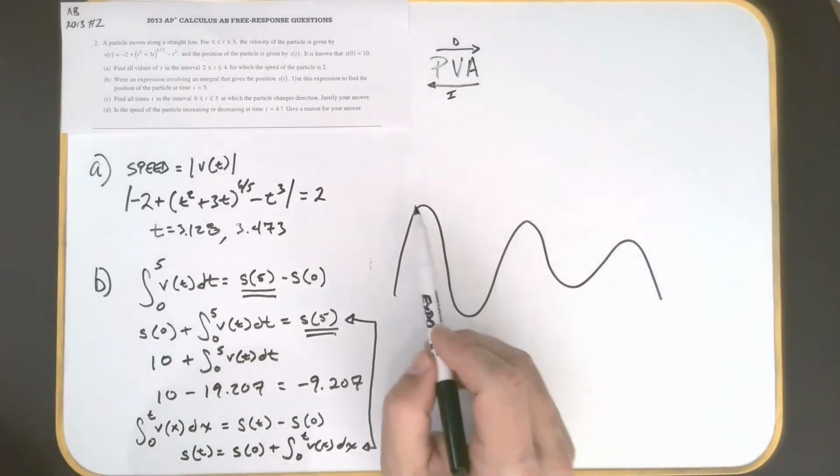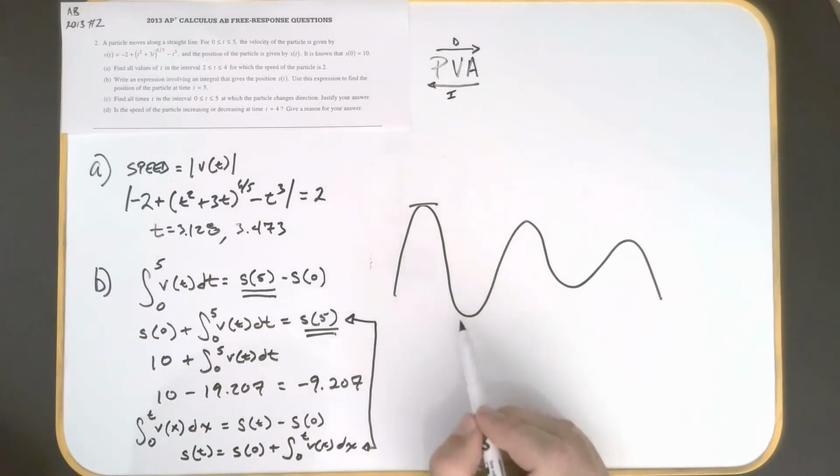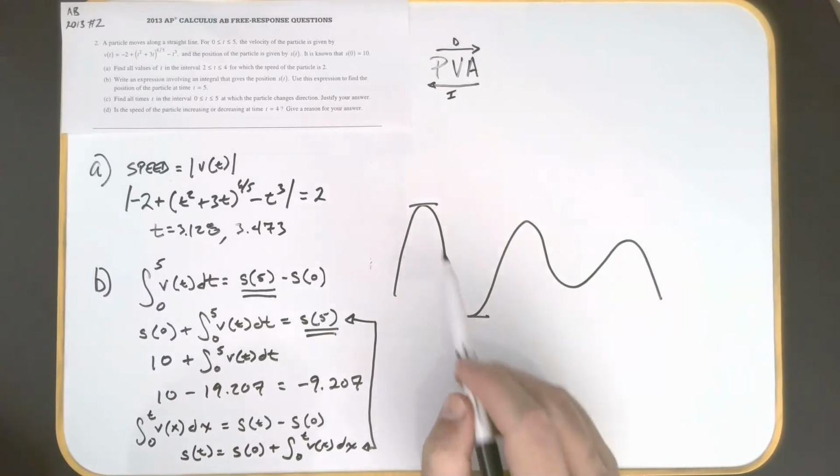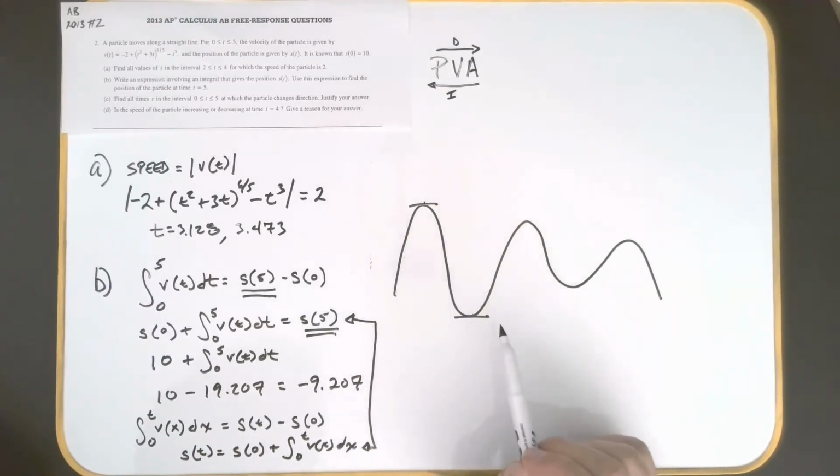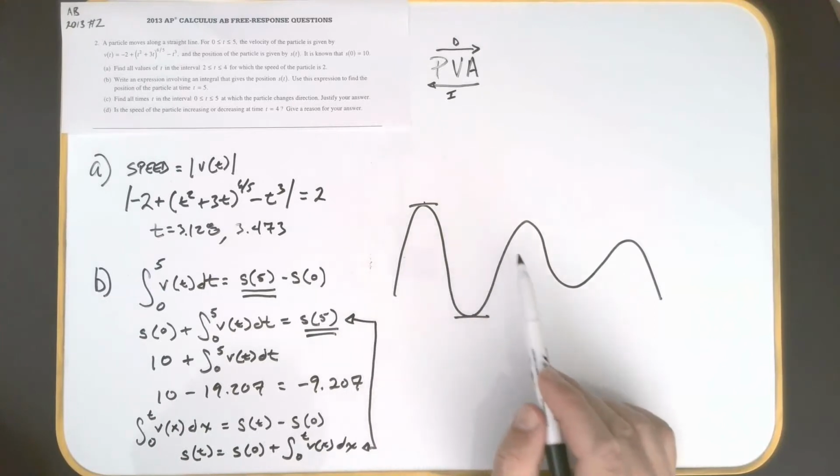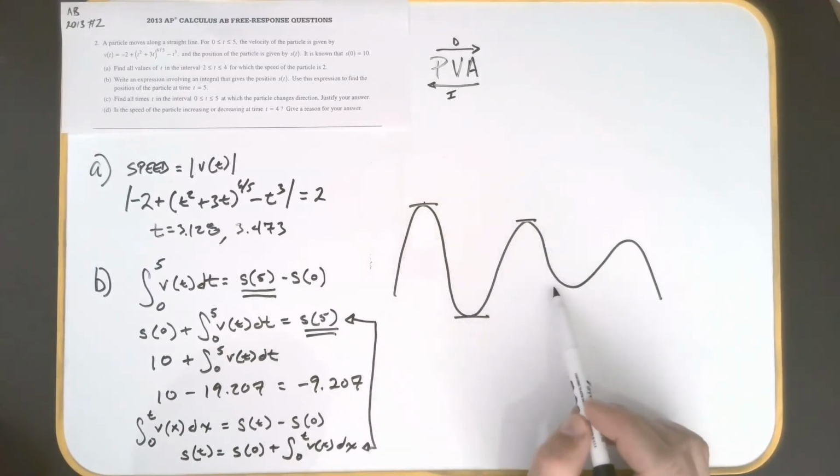So it changes direction when it gets to a maximum or a minimum. So these would correspond to critical numbers that would give us our maxes and mins. This is what we're looking for. When does it change direction?